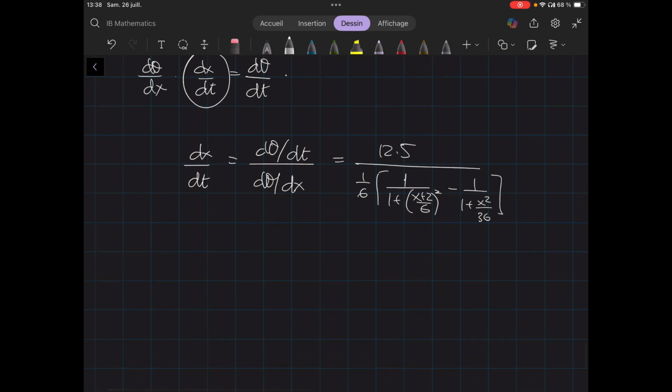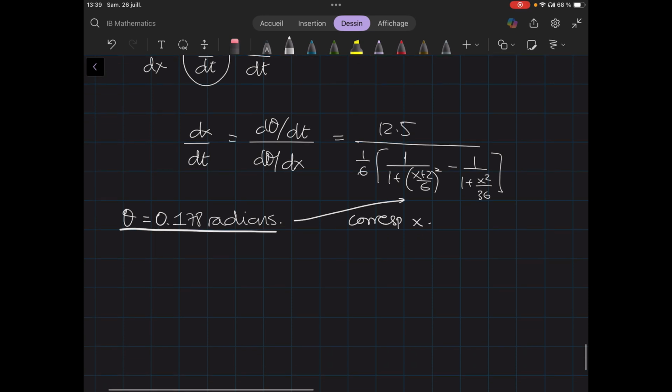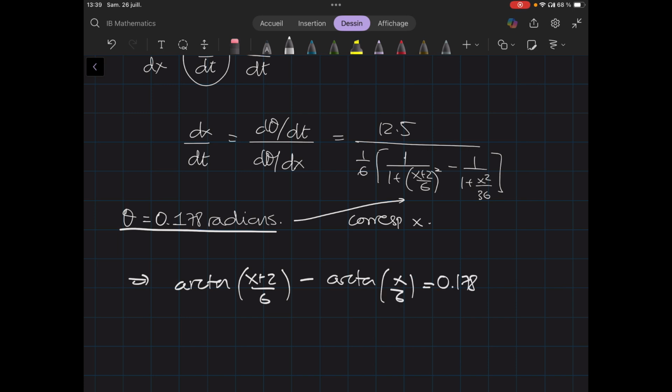In this question, we are considering one specific instance, and it is when theta is equal to 0.178 radians. So if this is the case, we have to find the corresponding value of x first, before we can plug into our expression. That means that we need to solve the equation arctan of x plus 2 divided by 6 minus arctan of x divided by 6 is equal to 0.178. Find the value of x, plug it into our derivative, plug and chug, there goes your final answer.